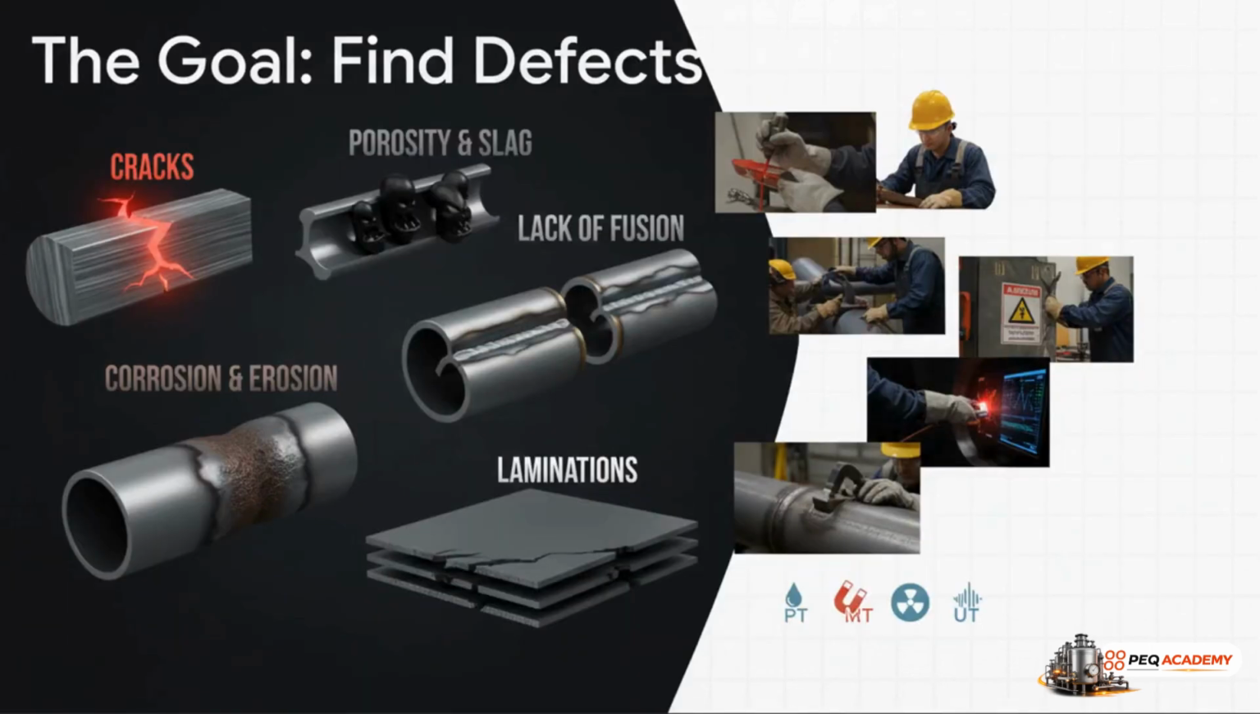And what are we hunting for? Well, these are the bad guys, the villains of our story. We're on the lookout for tiny cracks hiding from stress, or little pockets of porosity and slag trapped inside a brand new weld. Or maybe it's that slow, creeping wall loss from corrosion. The goal, always, is to find these issues while they're small, while they're manageable, long before they can grow up to become a major integrity threat.